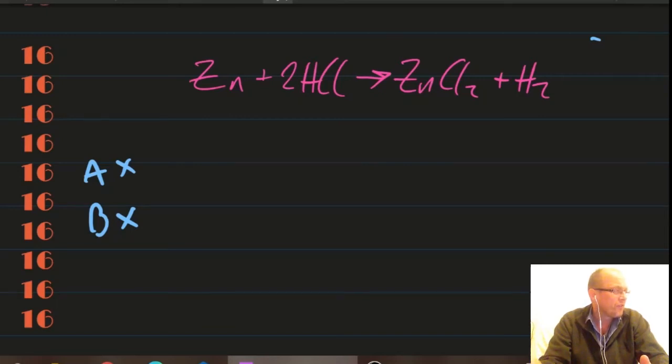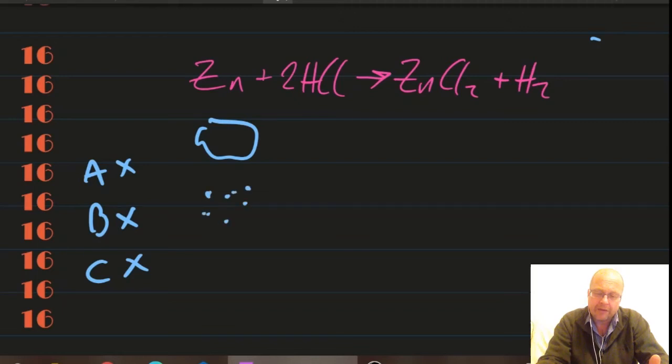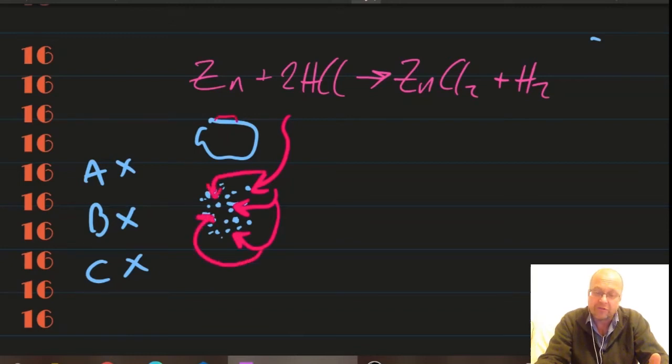C, increase the volume of hydrochloric acid. That feels tempting, splashing a whole bunch more hydrochloric acid. But you've already got in more than you need. It says excess. So no, splashing another bunch in, probably not. And D, there we go, decrease the size of the zinc particles. So if you've got lumps of zinc or powdered zinc, by increasing the surface area, you allow the hydrochloric acid to get right in and pretty much make intimate contact with almost all of the zinc, as opposed to just the surface of this big lump. So there'll be more collisions per unit time. So the answer is 16D.